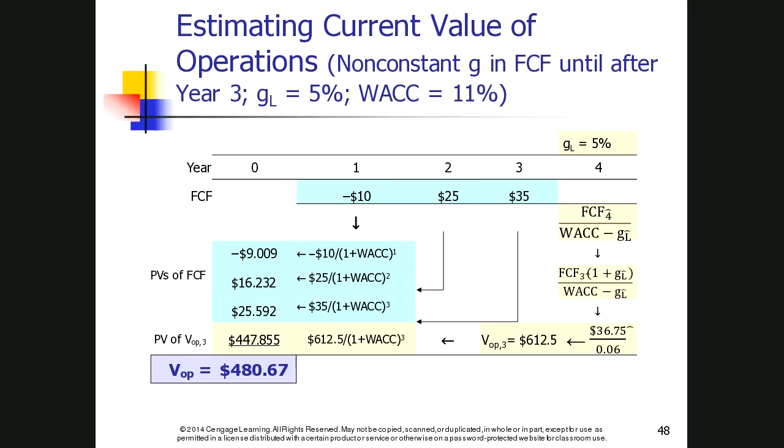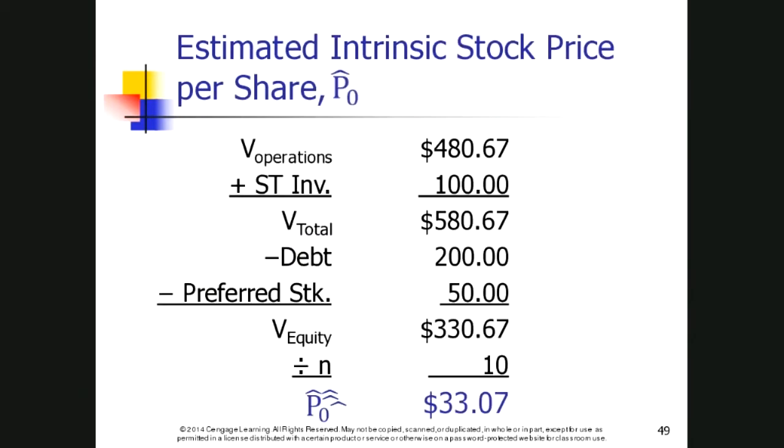This is what we saw. And eventually you should get a number that is very, very close to 480.67. Okay, so that was step number 1. Remember, we have several steps to go. Step number 1, calculate the value of operations. Step number 2, we need to add on to it any kind of short-term investments. Okay, in this case, 100 million. And then we are going to subtract the debt and subtract the preferred stock.